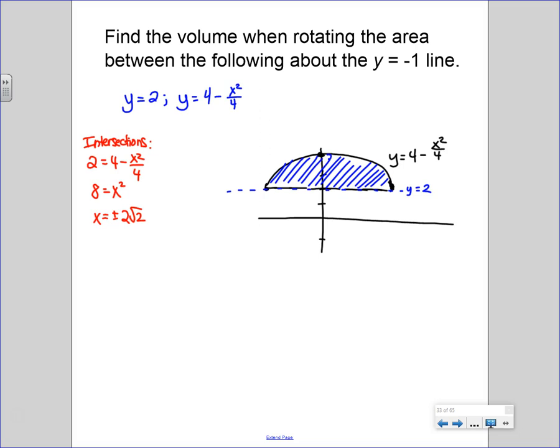Subtract 4, -2, -2 times -4 is 8. You're doing it around the x-axis. It's around y equals 1. -1. You have to consider the axis of revolution.